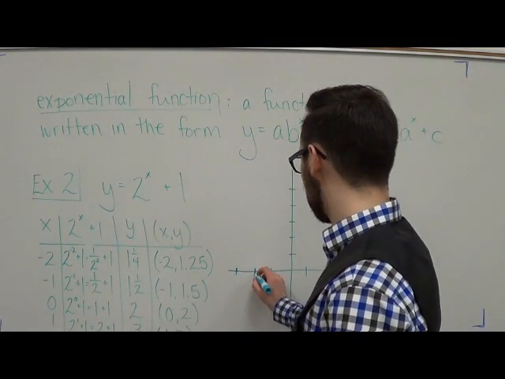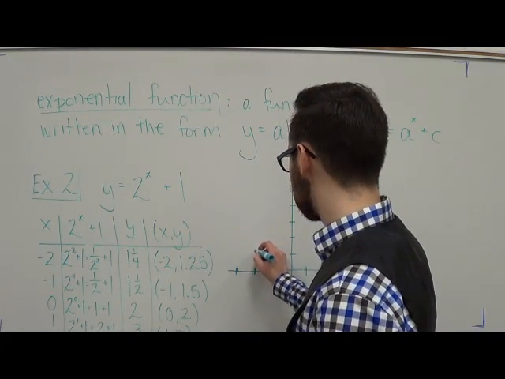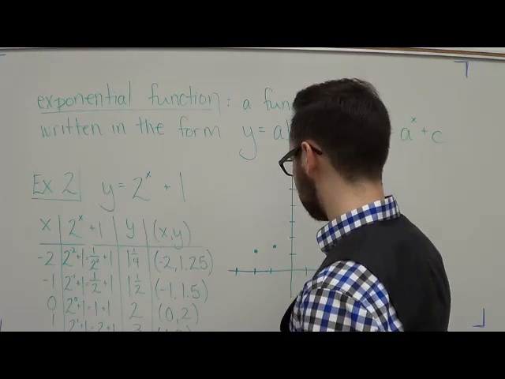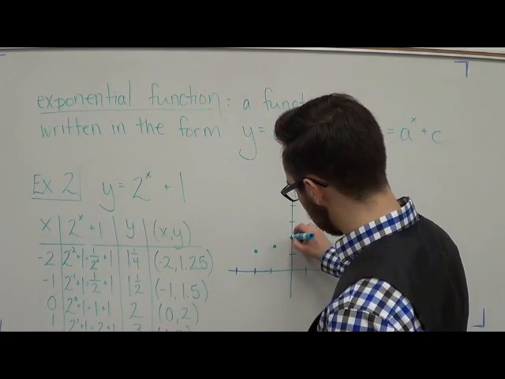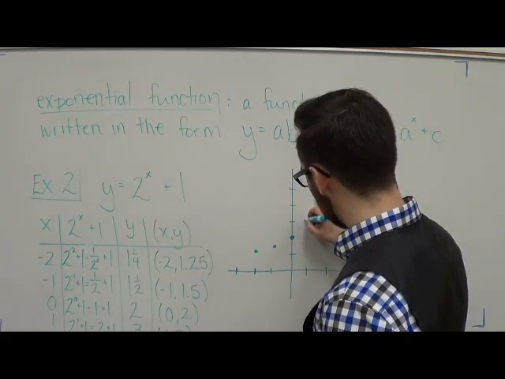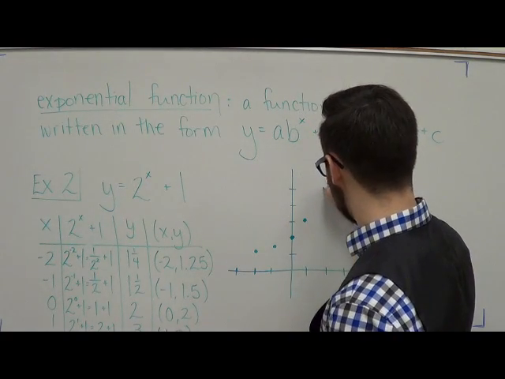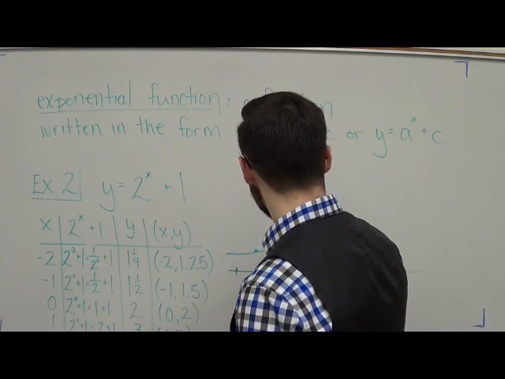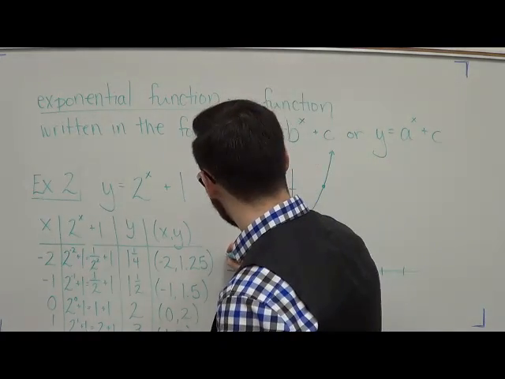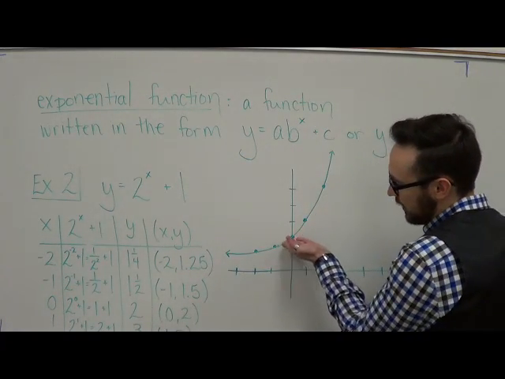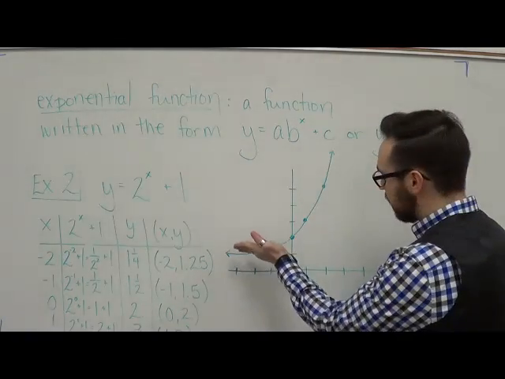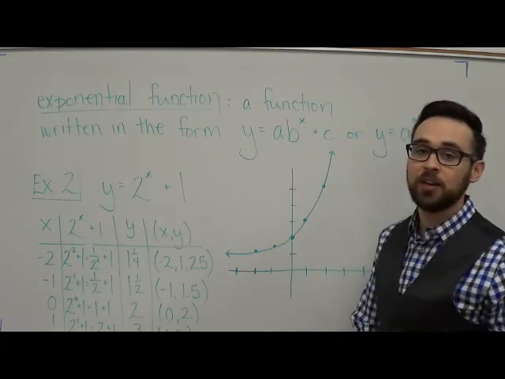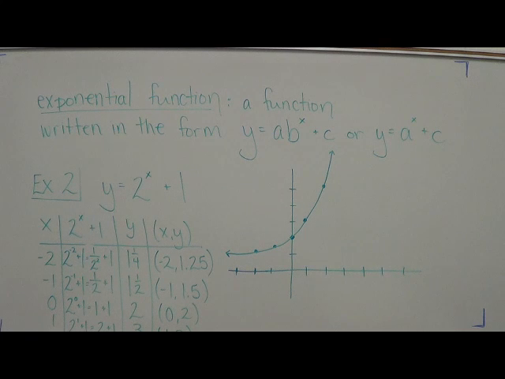So at negative 2, we still had a 1.25. At negative 1, we had a 1.5. At 0, we had 2. At 1, we had 3. At 2, we had 5. So this is creating a shape like this. So it flattens out down here at the bottom, but then it moves exponentially faster and faster and faster until it's almost just going straight up. So it kind of creates a corner shape almost, but it's a little more curved.